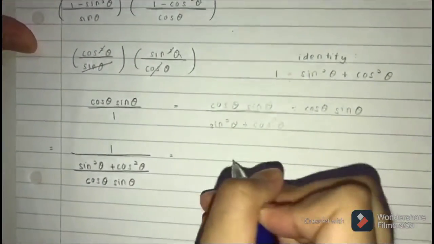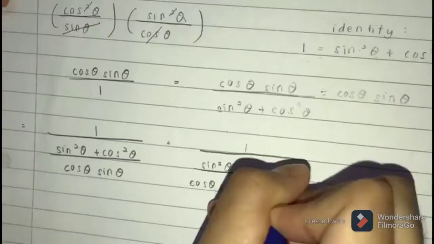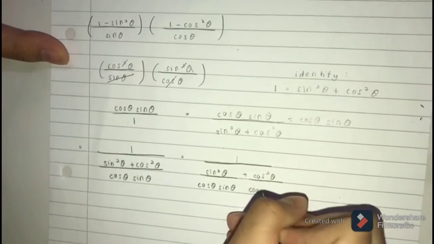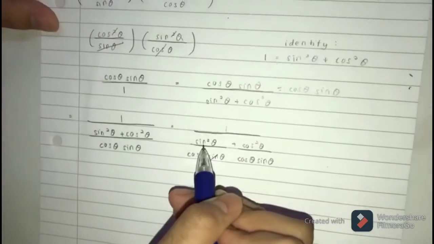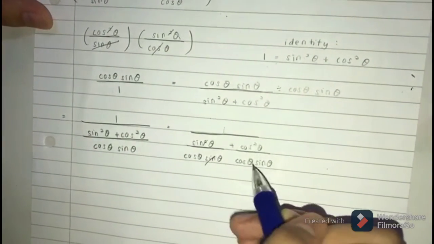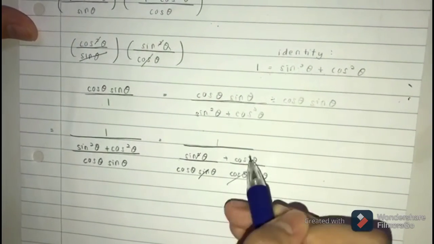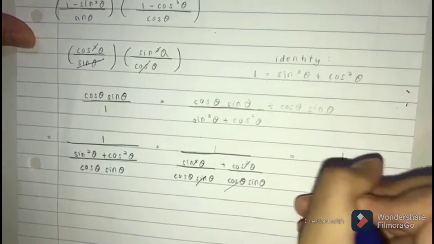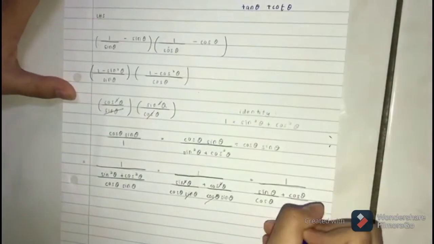After that, we separate these two fractions so that we can cancel out the terms needed, sin squared theta plus cos squared theta. From these fractions, we can cancel out a few terms, which is sin theta with sin squared theta. So we get sin theta, and then cos squared theta we can cancel out with cos theta. So the new terms that we get is plus cos theta over sin theta.